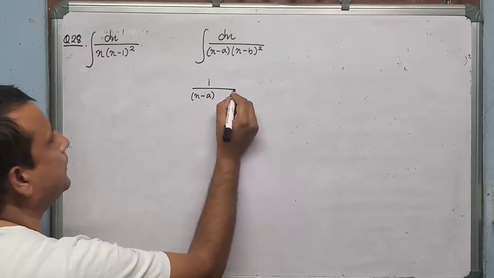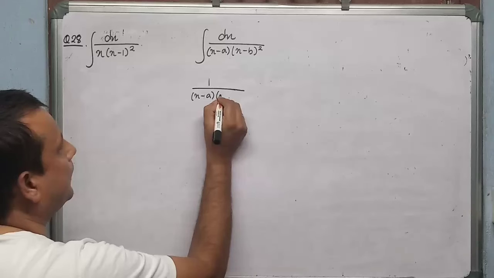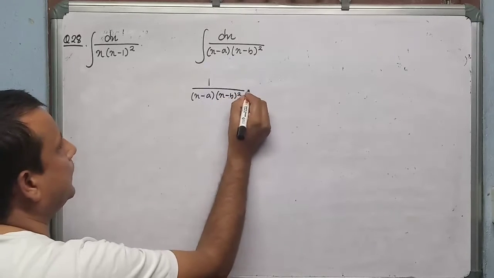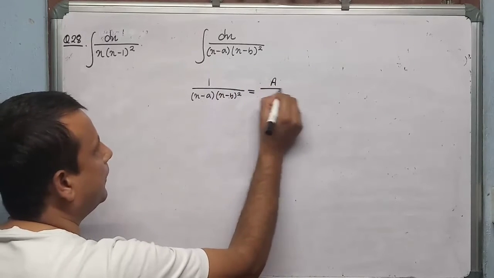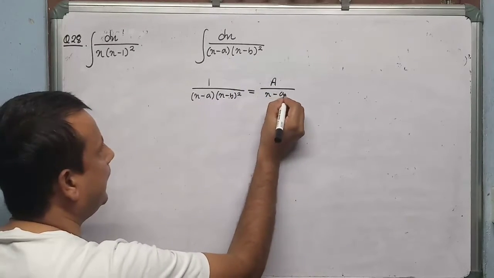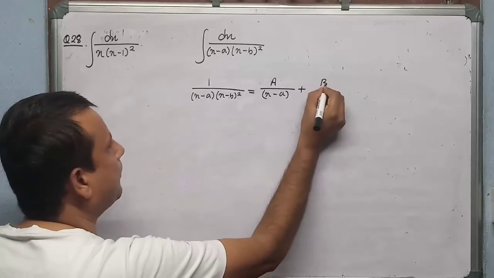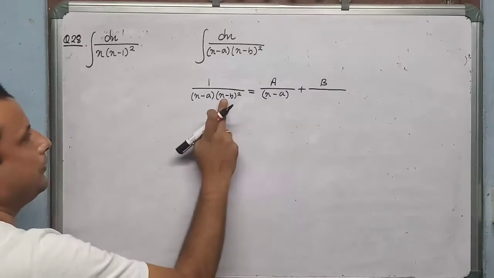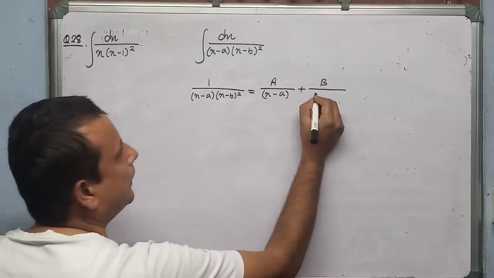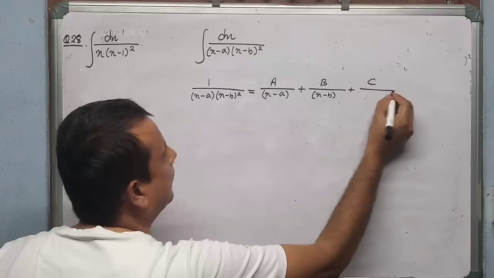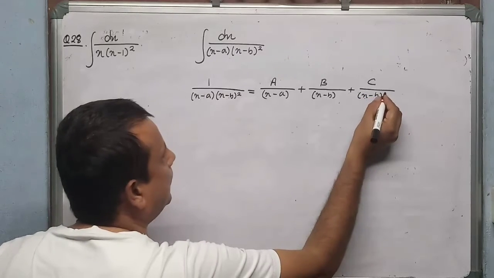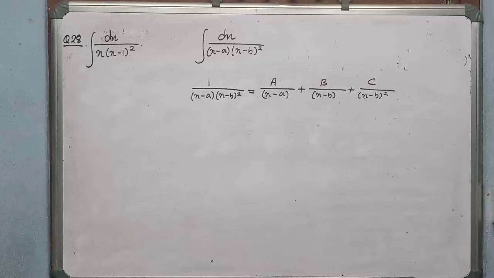For this kind of question, linear and a perfect square form, 1 over x minus a into x minus b whole square is equal to, this is the partial fraction, you just have to remember: a upon linear, that is x minus a, plus b upon, first of all you have to write the linear, that is x minus b, plus c upon x minus b whole square. This way we can use partial fractions for this kind of question, linear into a perfect square.